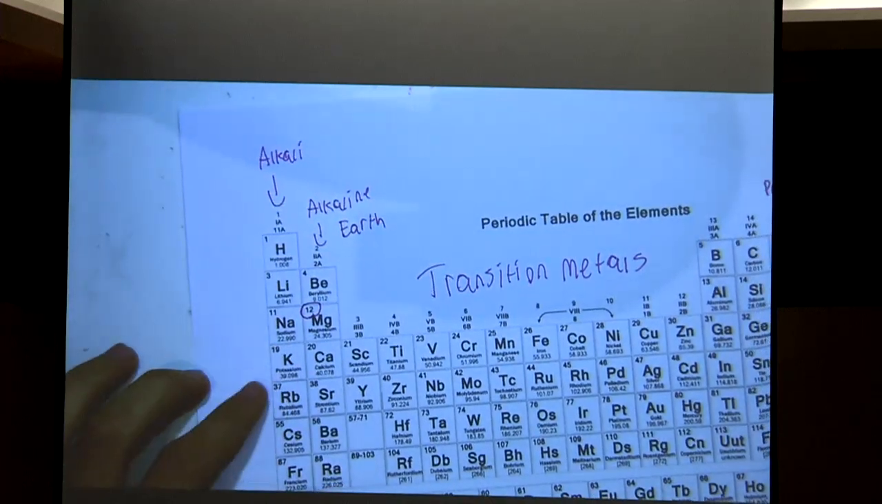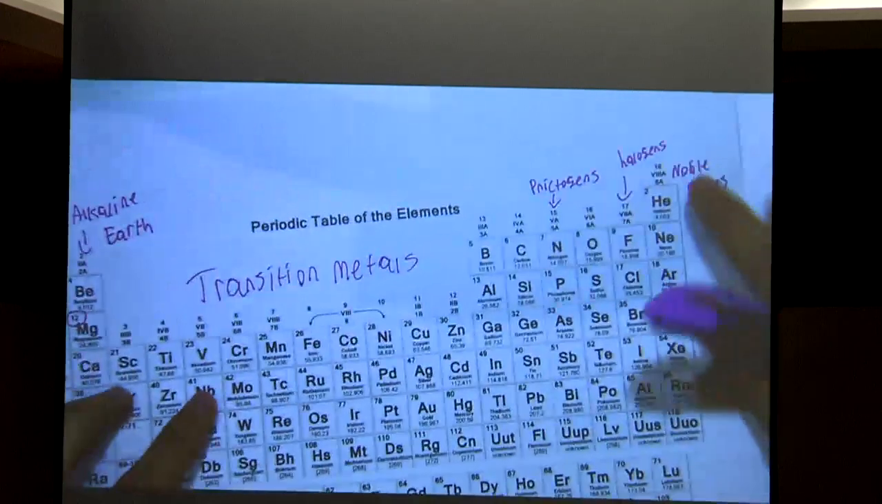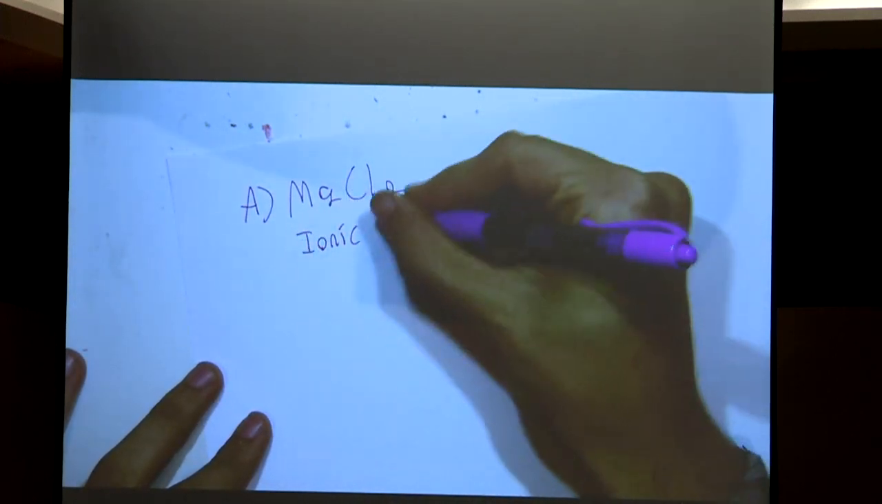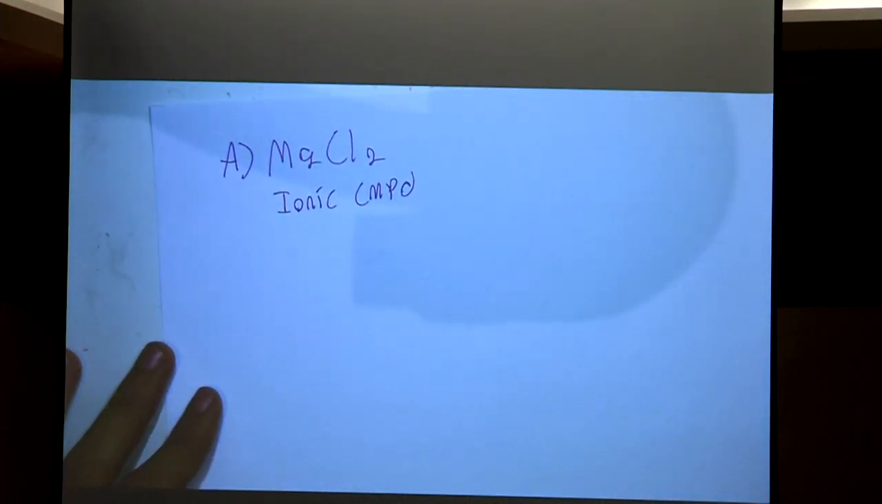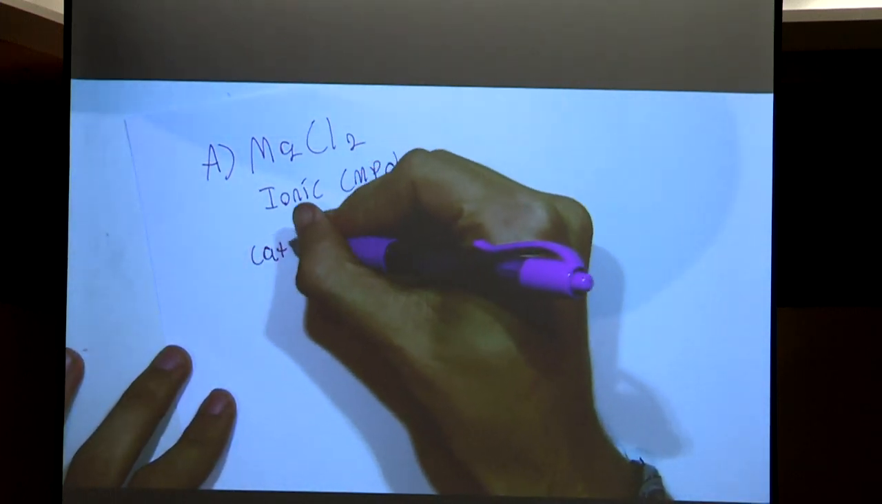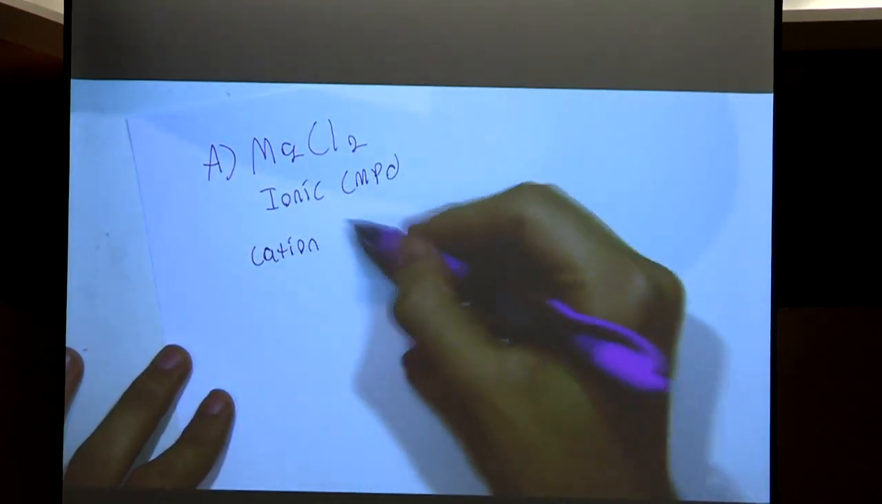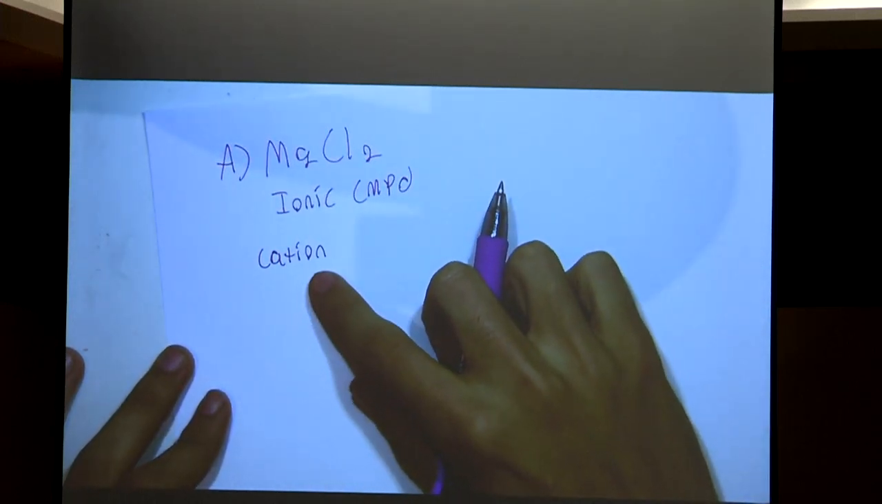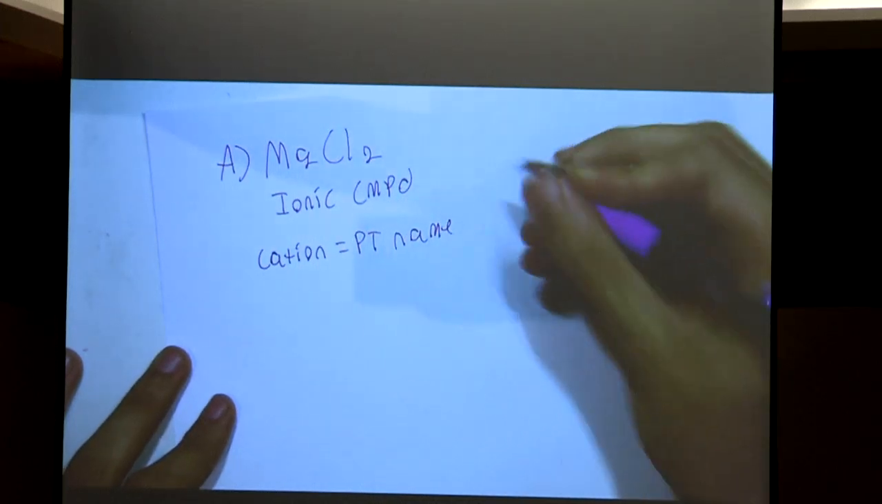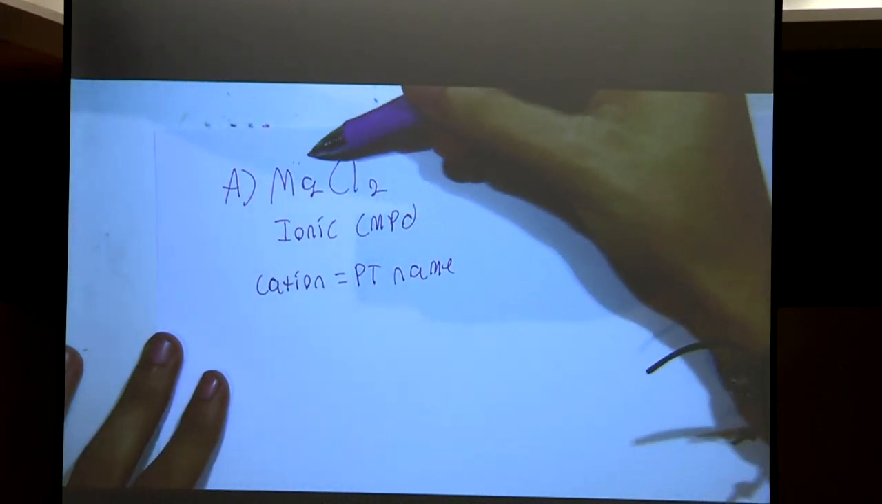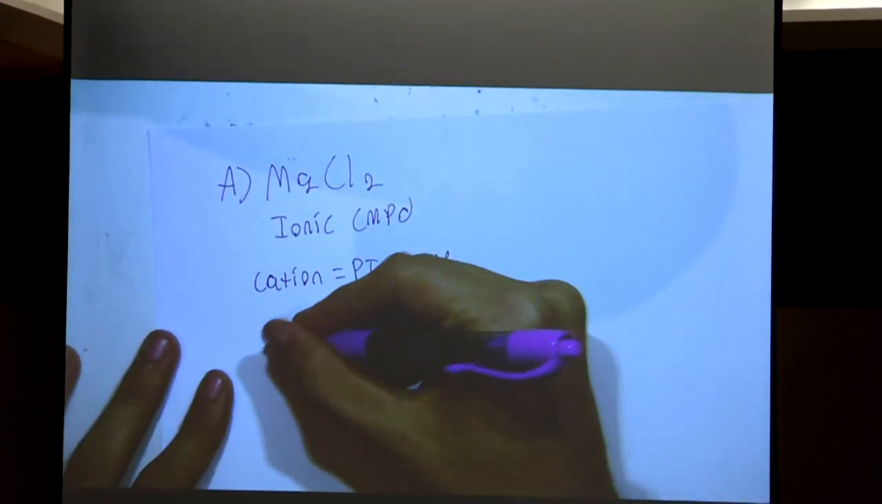If we look at the periodic table, magnesium is over here with the metals. Chlorine's over here with the nonmetals. When a metal and a nonmetal pair up with each other, we call that an ionic compound. For ionic compounds, your cation, which is your positive ion, you just use the periodic table name. For this problem, magnesium is our positive ion, so the first part of the name is just magnesium.